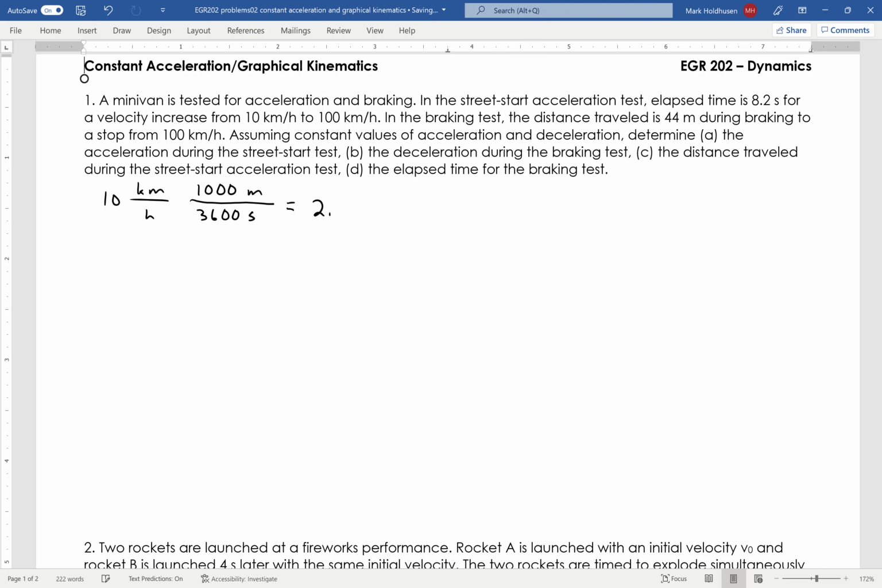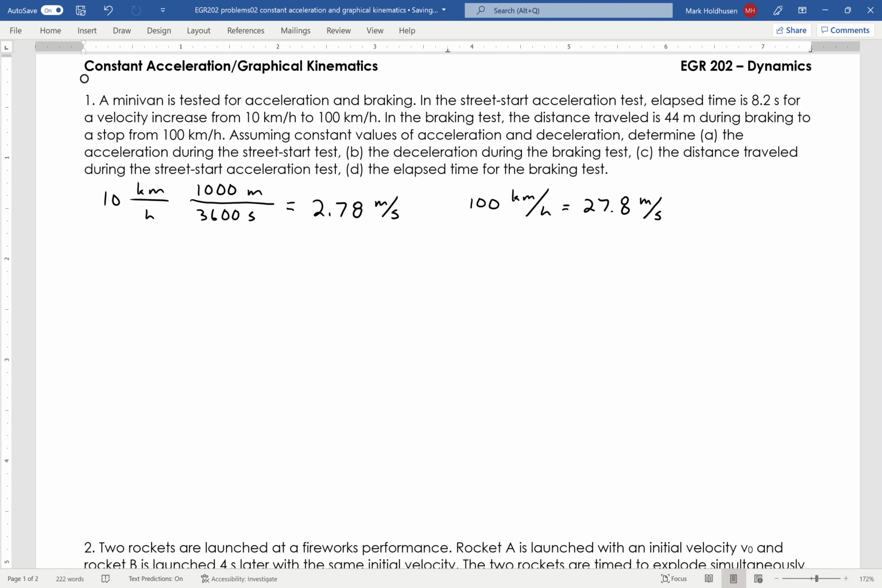2.78 meters per second. Okay, 100 kilometers per hour is equivalent to 27.8 meters per second. So those are the values that we're going to use for this process.